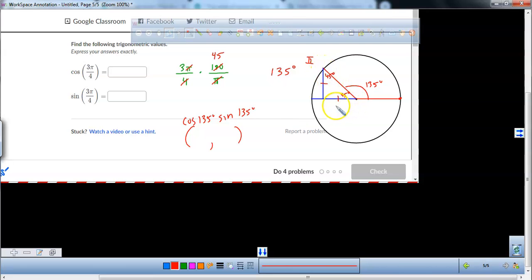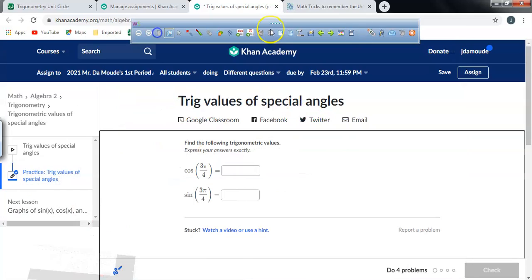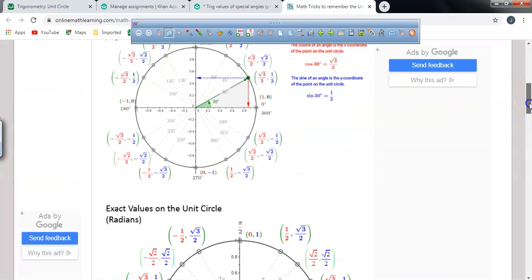Okay? So if I said this is a 1 and this is a 1, all right, this would be 1 radical 2. But we already remember that if I decided to do the cosine, which is 1 over radical 2, that becomes radical 2 over 2. So the cosine is going to be negative radical 2 over 2. And the sine is going to be a positive radical 2 over 2. And that's what I'm going to put right here. Negative radical 2 over 2 and positive radical 2 over 2.